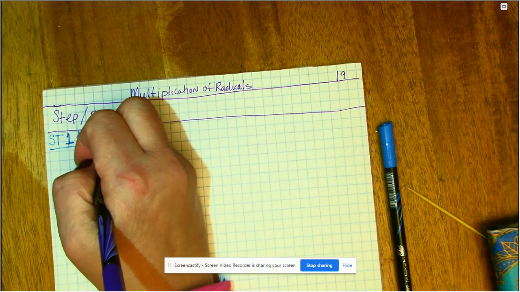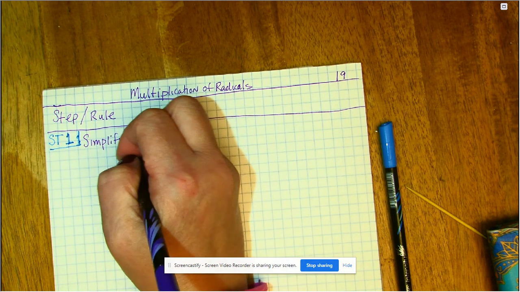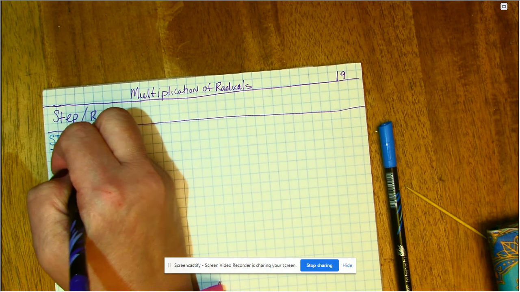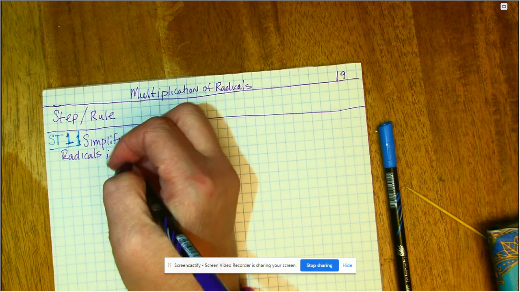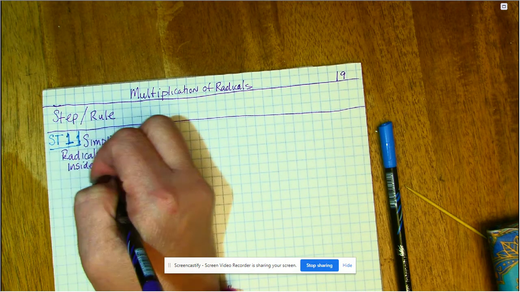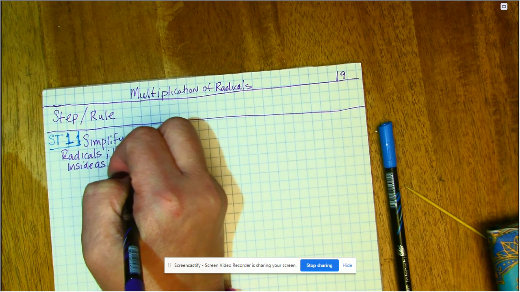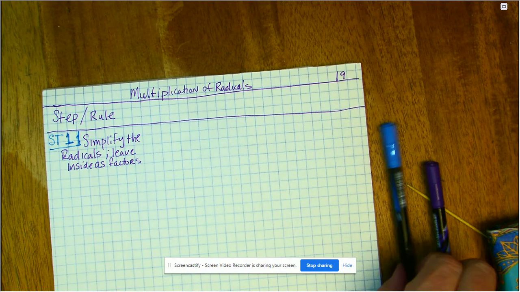So step number 1 is going to be to simplify the radicals. Leave inside as factors. And what I just mean by that is that after we simplify it, instead of multiplying what's left inside back together, we're going to leave that as its prime factorization, because that's going to help us when we actually go to multiply the two radicals together.